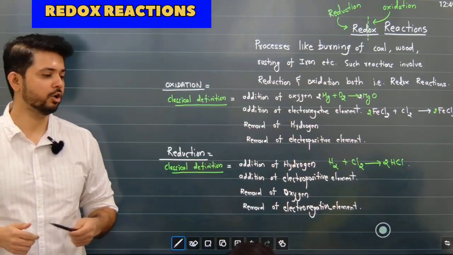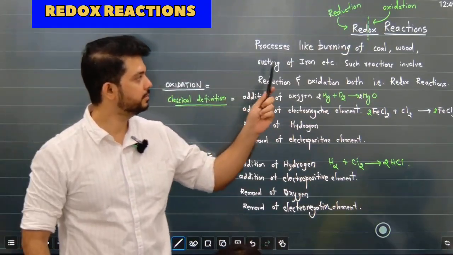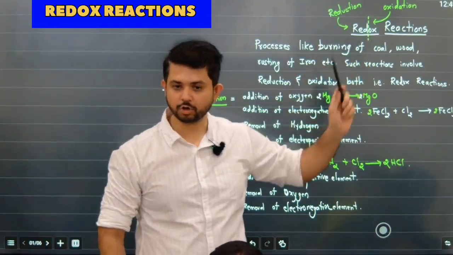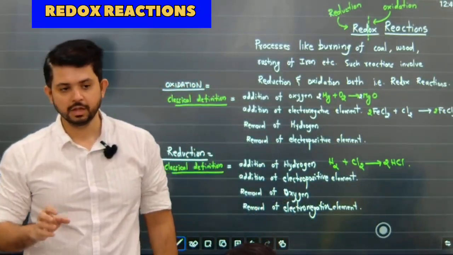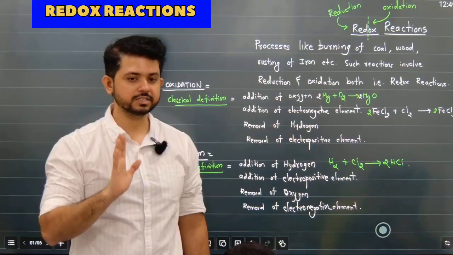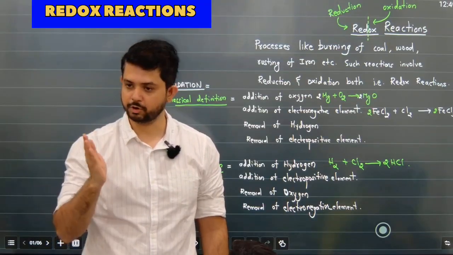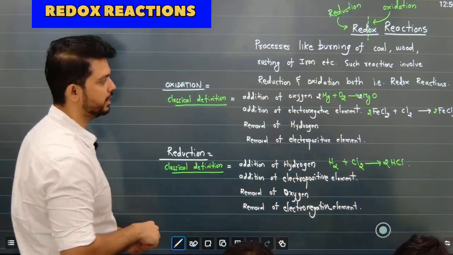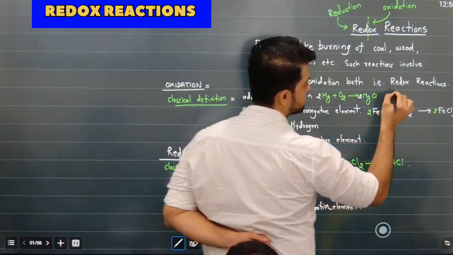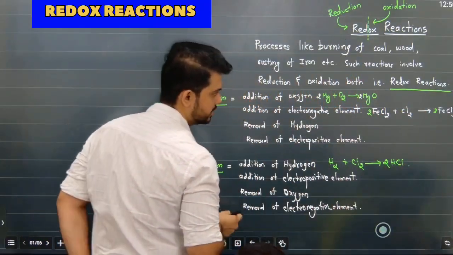We start with redox reactions. Now, in redox reaction, the word redox comes from reduction and oxidation. The majority of all the reactions that we do in chemistry are going to involve both reduction as well as oxidation. So the majority of reactions, we call all of them redox reactions.